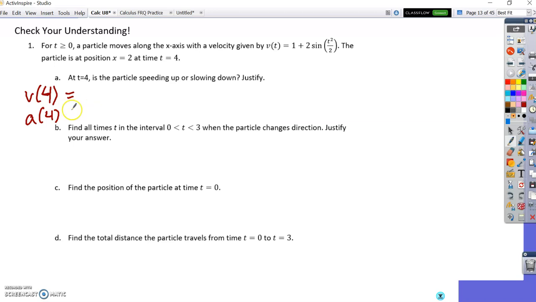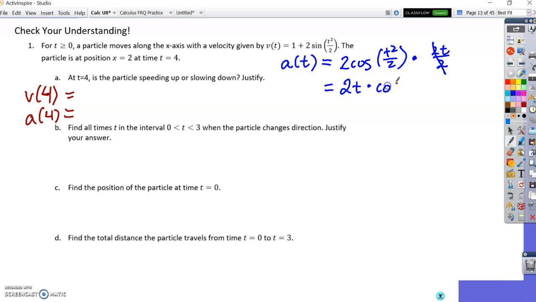However, we are going to show the derivative. So we're going to find the acceleration by taking the derivative. The derivative of 1 is 0, plus the derivative of this, which is 2 cosine of, so nothing changes, just the derivative of sine is cosine, the 2 just sits there. Then times the derivative of the inside function, which is 2t over 2. And then simplifying that, this becomes just t. So 2t times the cosine of t squared over 2. And so it just took a quick derivative there.